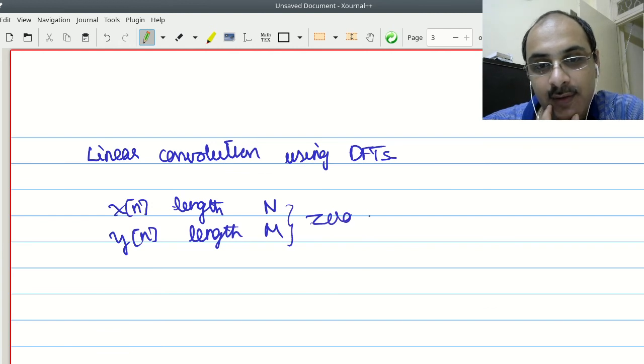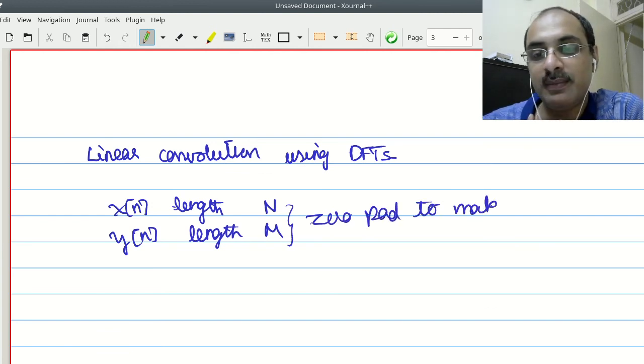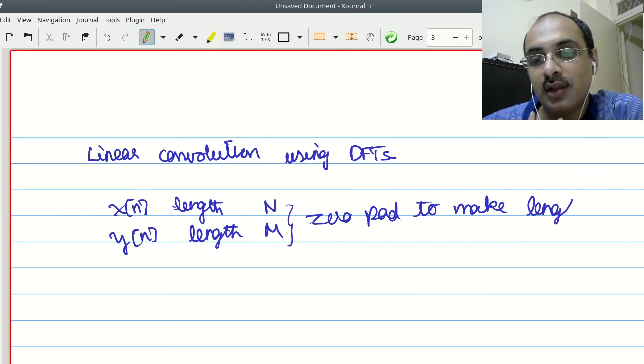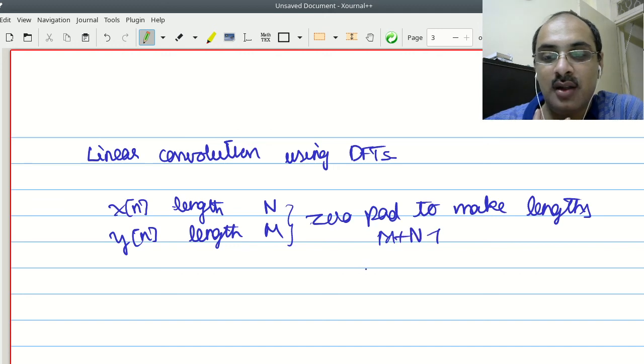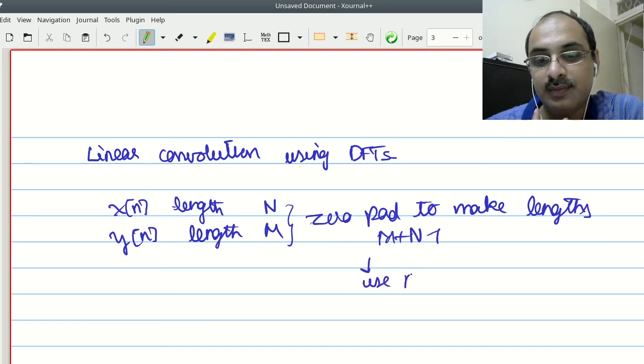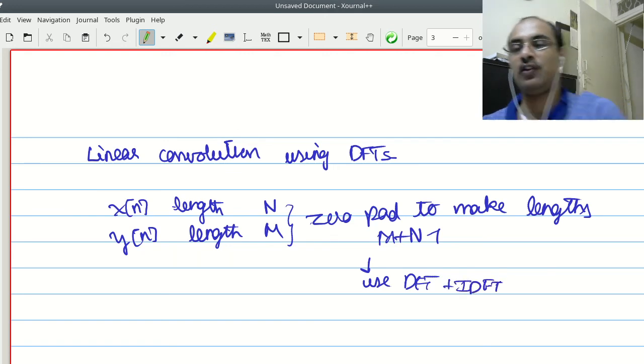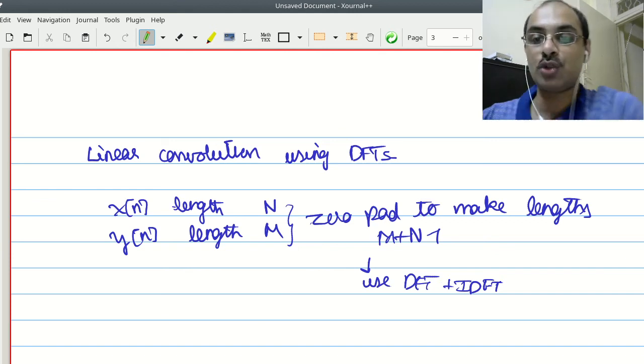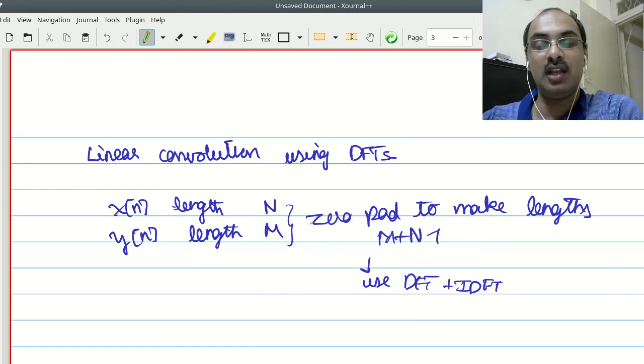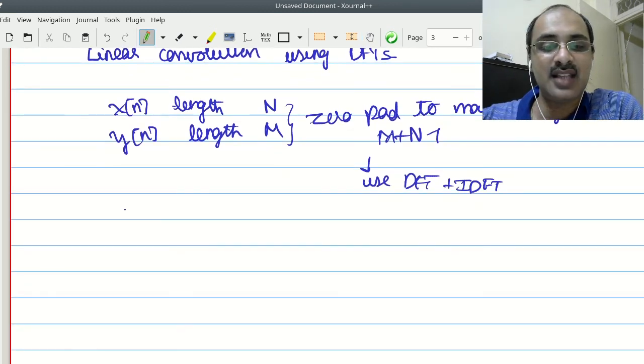Zero pad both of them to make lengths m plus n minus 1, and then use DFT and IDFT to get the convolution. So you perform the DFT and the circular convolution, but by zero padding you prevent any overlaps from happening. Let's take an example.